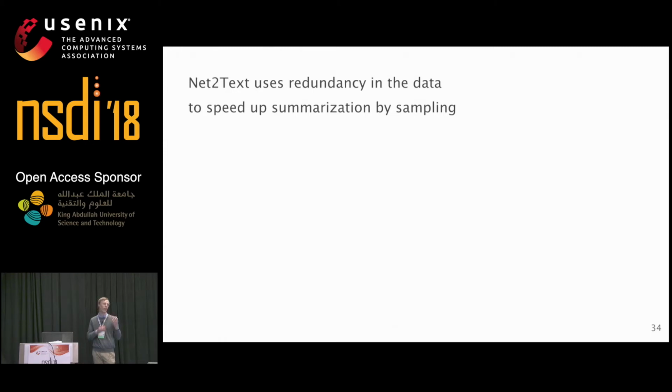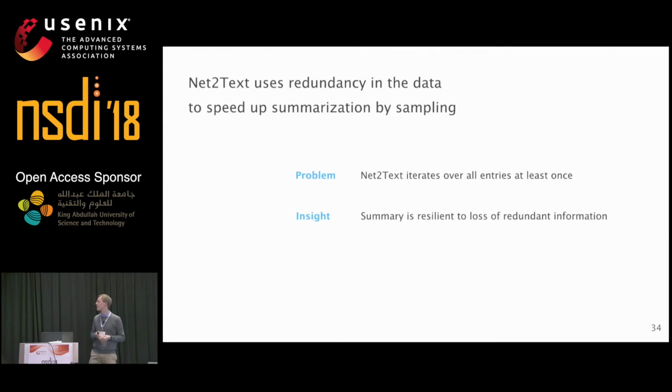This is combined with the fact that Net2Text has the problem that we have to iterate through all the data to summarize it. However, the summary in the end is at such a high level that this loss of repetition and redundancy at the lower level doesn't give any problem to our summaries. So our summaries are at such a high level that we can get rid of some of the data, losing some of the repetition and redundancy at lower levels, which you will not see in the summaries.